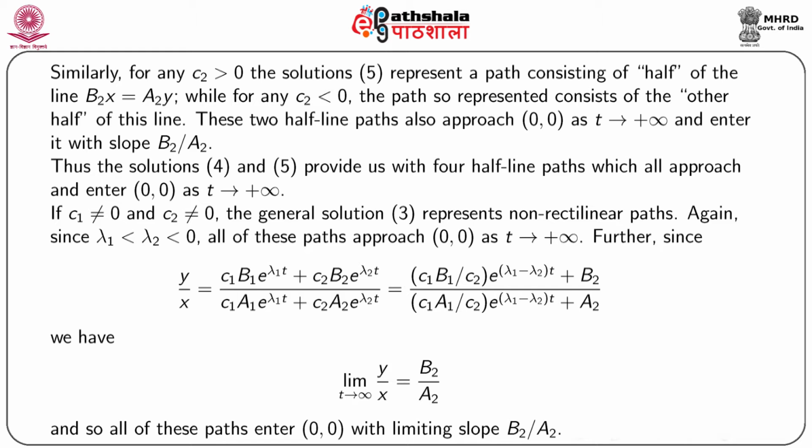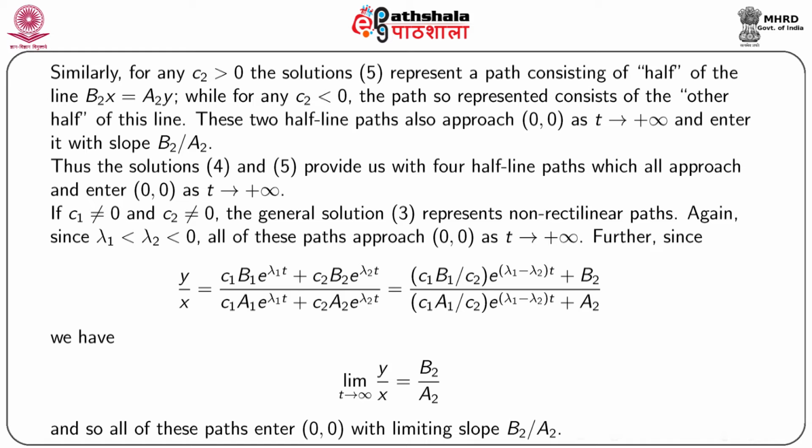Now, let us consider the case when neither C1 nor C2 is equal to 0, that is C1 not equal to 0 and C2 not equal to 0. And then the general solution 3 represents non-rectilinear paths. We have already assumed that lambda 1 is less than lambda 2 is less than 0, and all these paths will approach (0,0) as t tends to plus infinity.